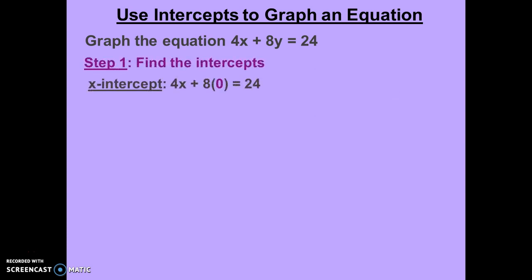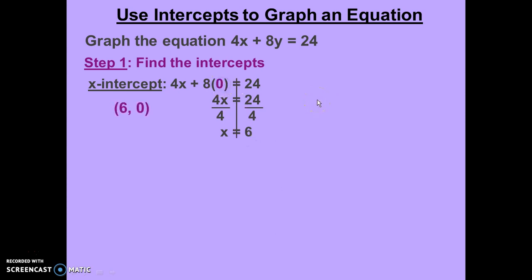Okay, so first step, if I want to find the x-intercept, remember this is where we're plugging in 0 for y. So when I plug into this equation here and replace y with 0, this term disappears, right? Because 8 times 0 is 0. So I now have 4x is equal to 24. Divide both sides by 4, and x will be equal to 6. So the point is 6, 0.